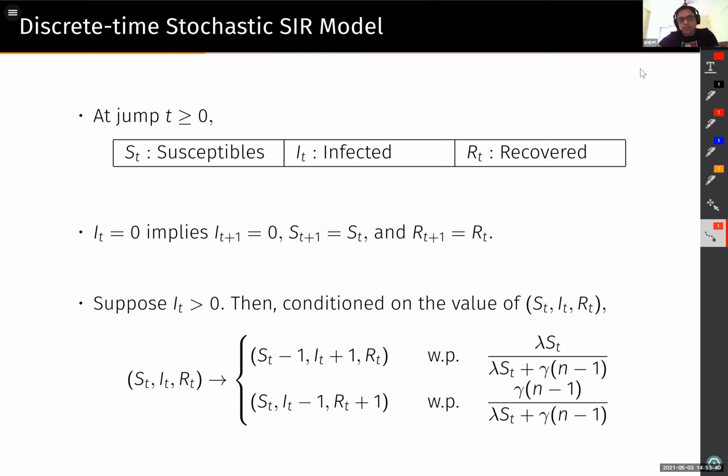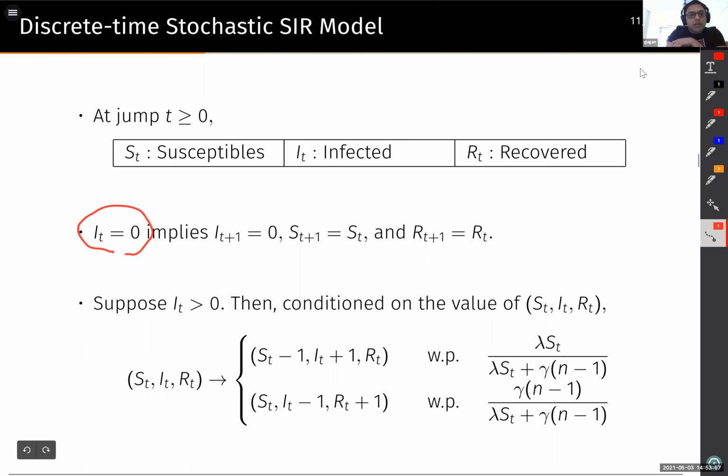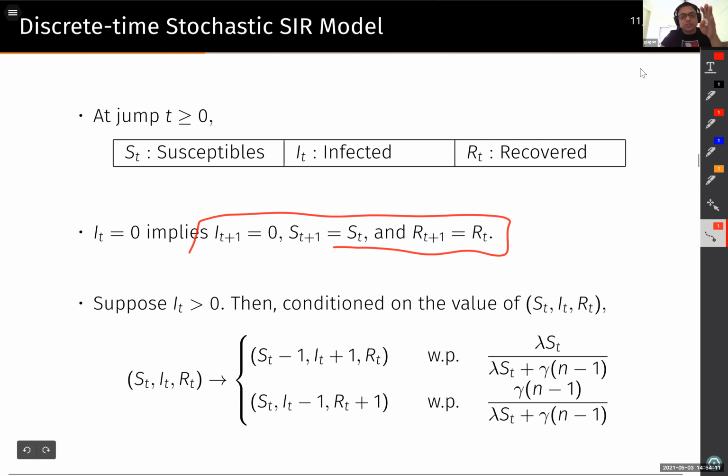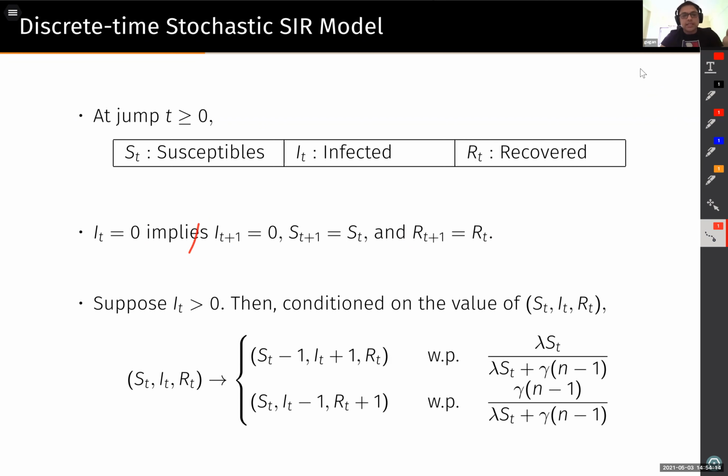And the way this model evolves, you can calculate these probabilities from this continuous time stochastic SIR model. You can figure out that this is how this model evolves. Once IT becomes zero, the number of infected individuals at time T plus one will also be zero, and the number of susceptibles and the number of recovered will not change. So this condition implies that the process has indeed stopped evolving.